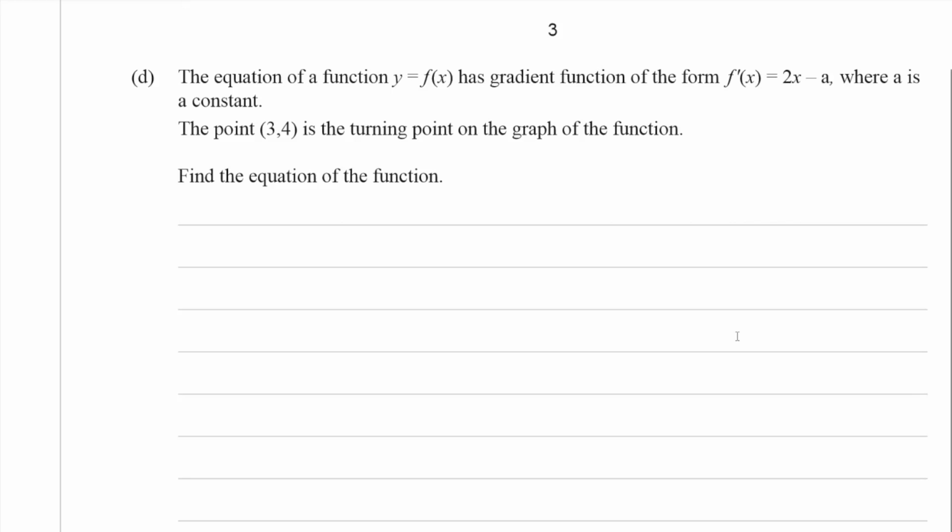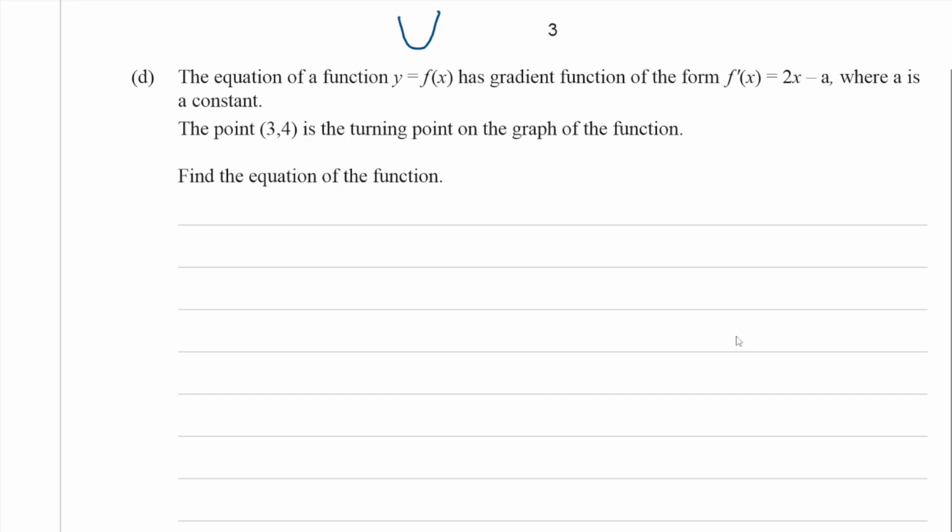Alright, we are given the derivative of a function, 2x minus a, where a is some constant. We're given the coordinates of the turning point, and we're asked to find the equation of the original function. So just looking at the derivative, the gradient function, it is linear, so I would expect the original function, f of x, to be a quadratic, something x to the power of 2.